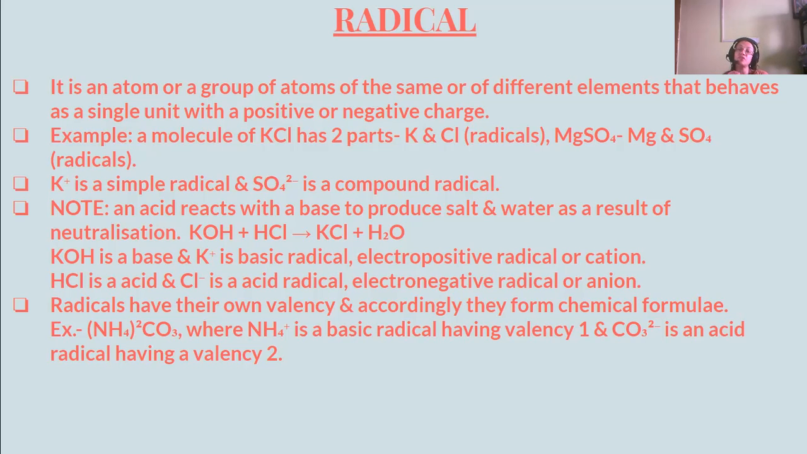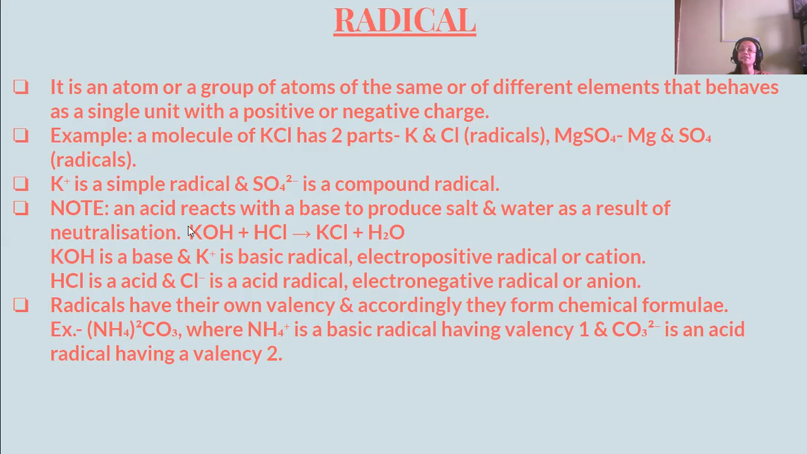Now magnesium sulfate, 2 parts are there, magnesium and sulfate. Magnesium is a single atom, but sulfate is a group of atoms. But it behaves like a single unit having a charge; here sulfate has a negative charge and magnesium has a positive charge. So this sulfate is a radical, magnesium is also a radical. Potassium is a positive radical, I told you, and sulfate is a negative radical. Potassium is a simple radical, and sulfate is a compound radical.